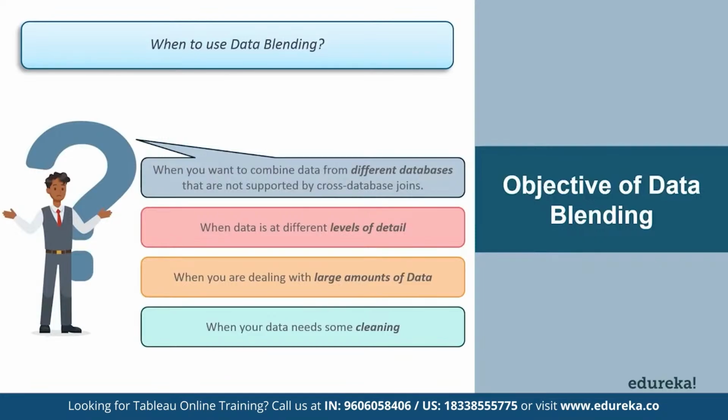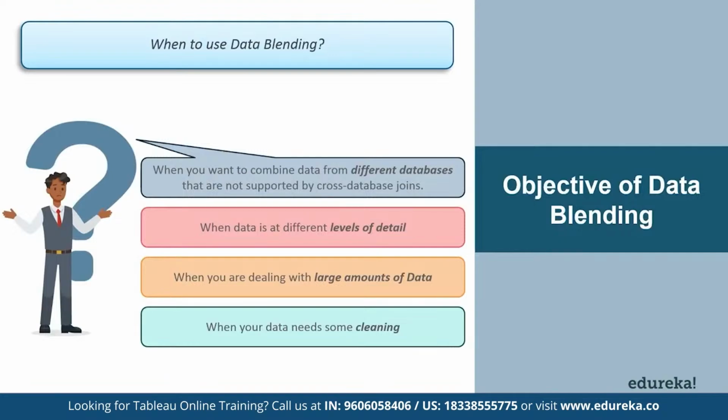And finally, you can use data blending when your data needs some cleaning. If your tables do not match up with each other correctly after join, set up data sources for each table. Make any necessary customizations, which basically will include renaming columns, changing column data types, creating groups, and so on and so forth. Then you can use data blending to combine the data.